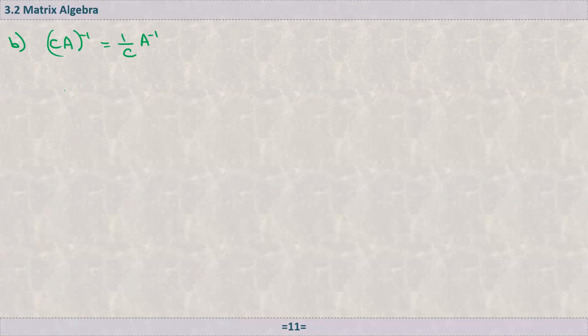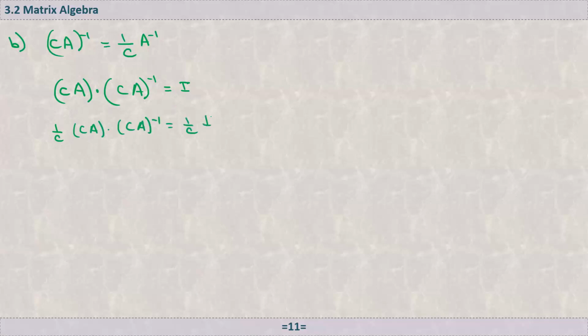So assume that CA, oh, C is big here. If we have C times A, we have one matrix, all right? And its inverse, we know that C times A times its inverse is equal to I, right? And I have to show that this (CA) inverse equals 1 over C times A inverse. So if I multiply both sides by 1 over C, I will have 1 over C times CA times (CA) inverse, and here 1 over C times I.